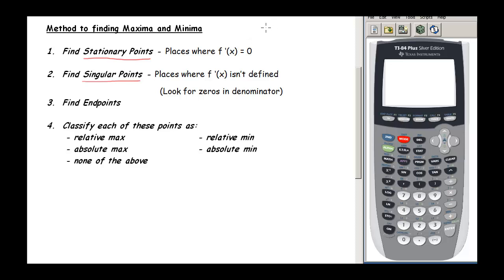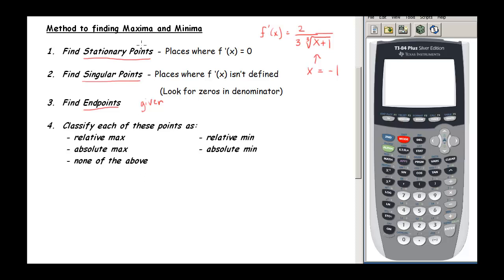So maybe our derivative function looks like f prime of x is 2 over 3 times the cube root of x plus 1. So we would not want there to be a 0 in the denominator there, so x equals -1 would be a value where our derivative function is not defined. So that would be an example of what you're going to see for singular points. Then we're going to look at our endpoints. These are always given to you.